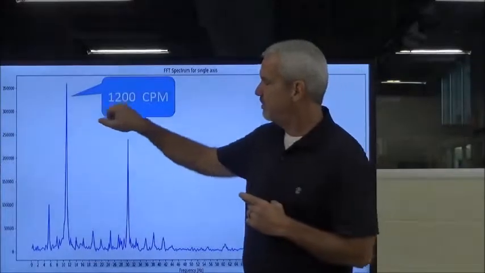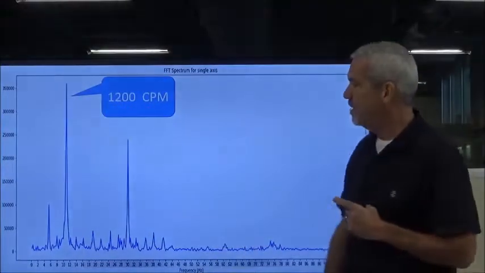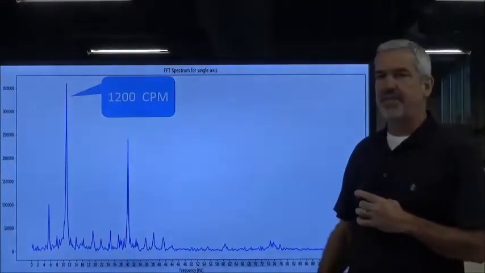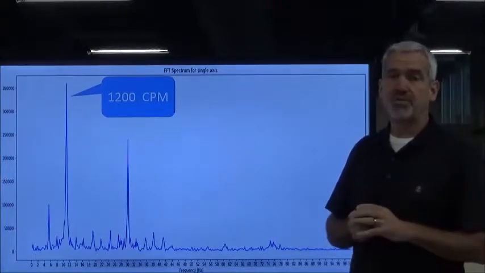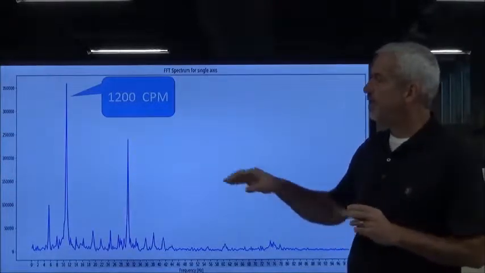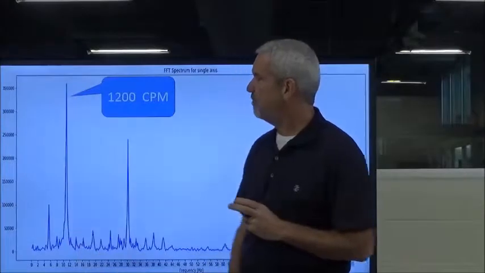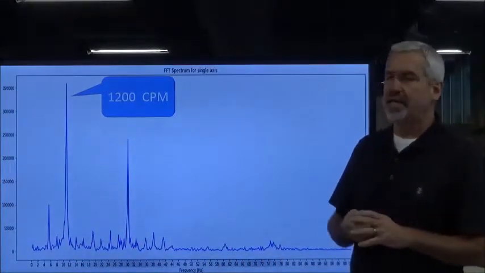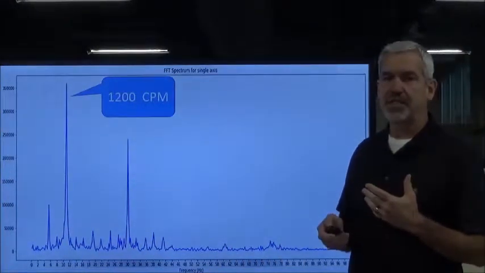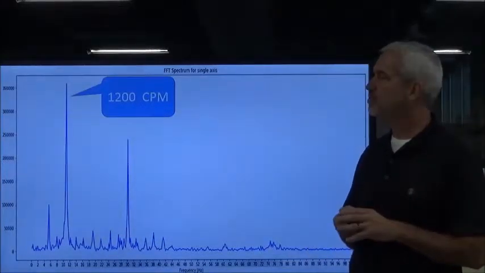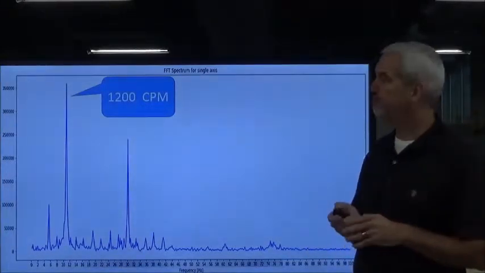In this particular case, if you had one that's running roughly 1200 cycles per minute, okay, that motor, some motors can run 1200 cycles, but this frequency right here is running 1200 cycles per minute. So we would expect that our synchronous speeds on the other components to run at 1200 cycles per minute as well.